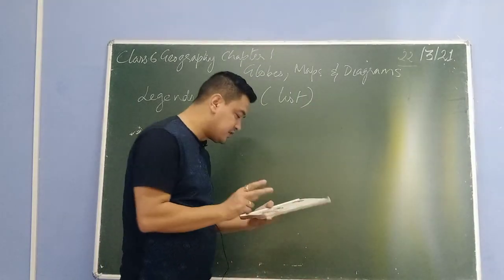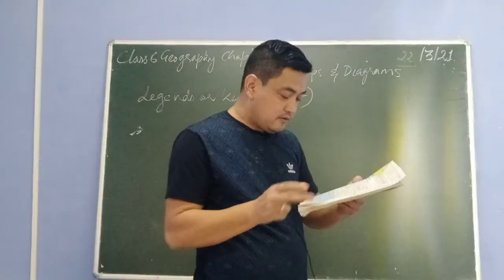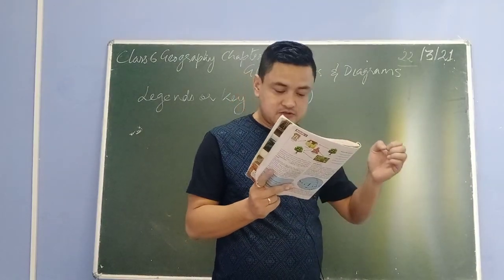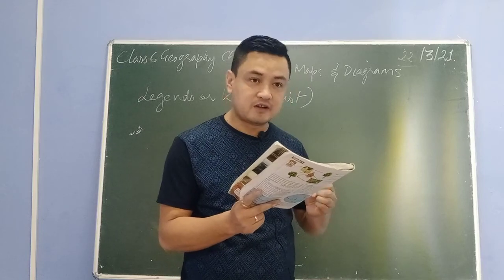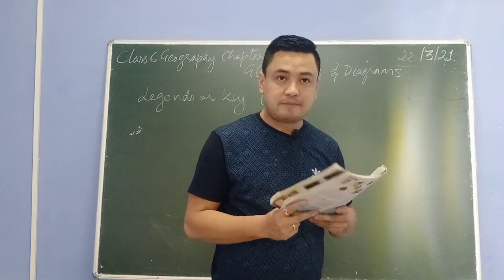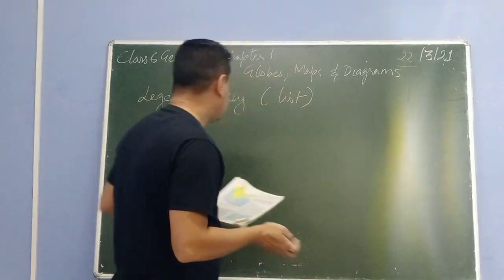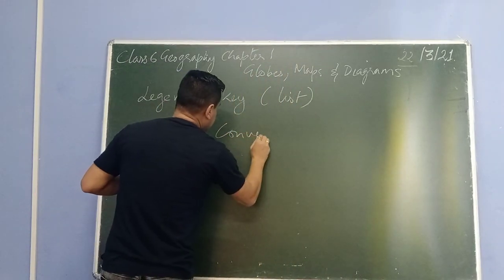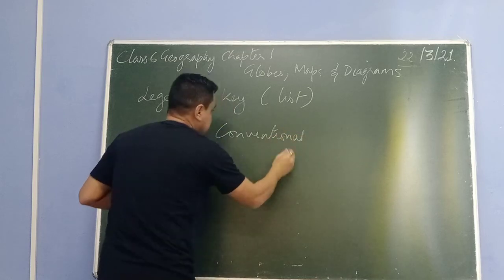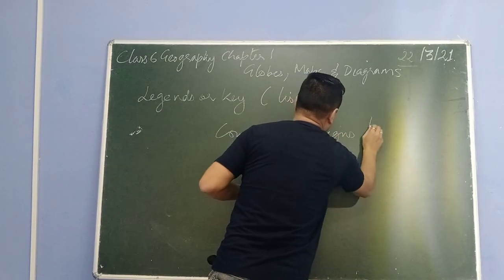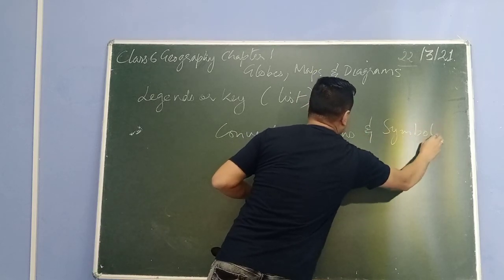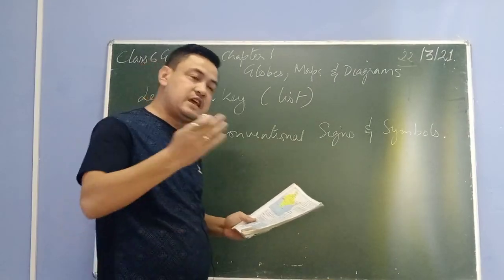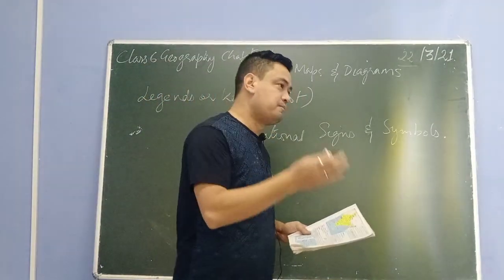So let's read about this legend. Now, a map provides information of the Earth's surface. All the information of any place is shown on a map with the help of certain signs and symbols. These symbols are graphical signs that are used on the map. They are known as conventional signs and symbols. Conventional signs, S-I-G-N-S, and symbols, S-Y-M-B-O-L-S. So all over the world we use the same set of symbols and the same set of pictures or signs.